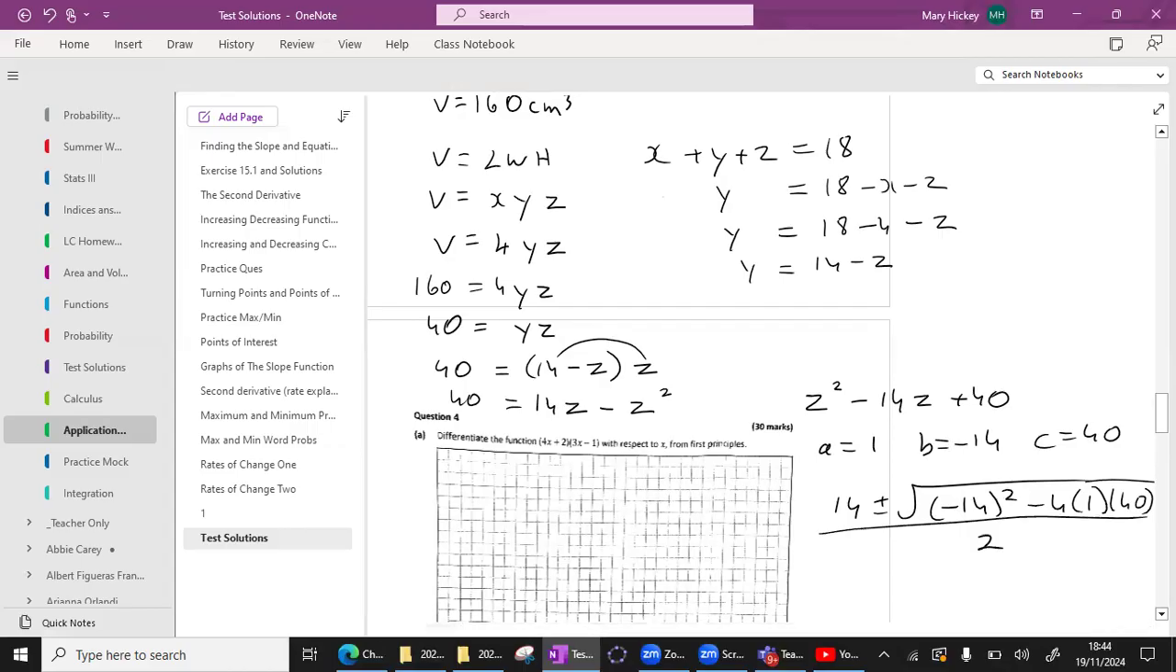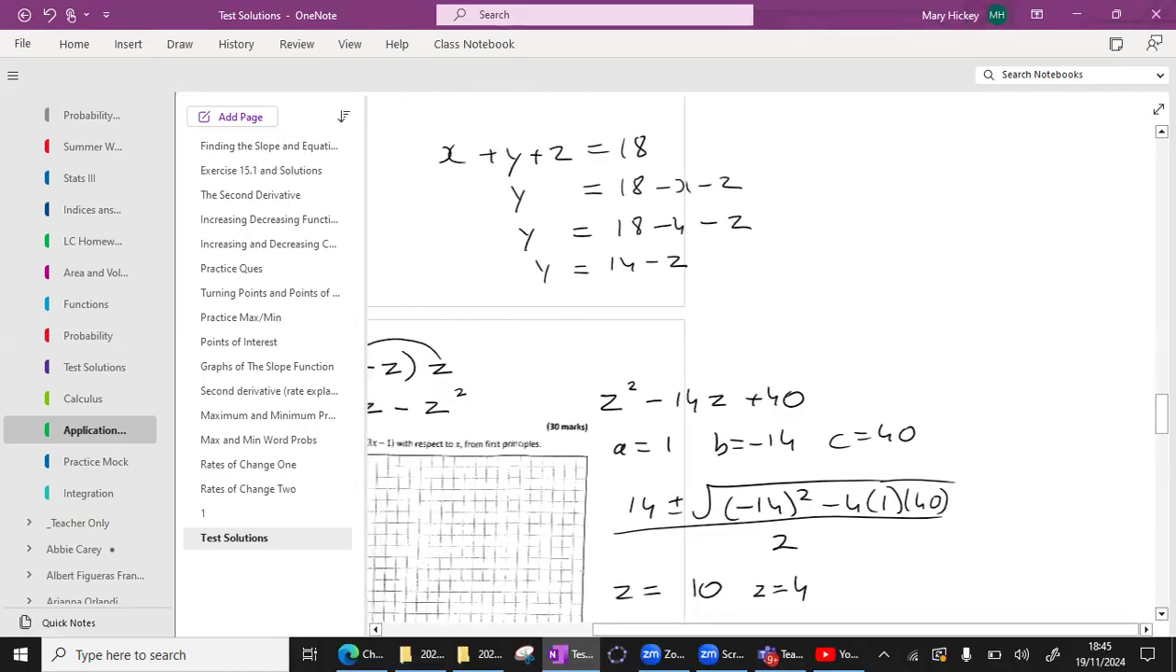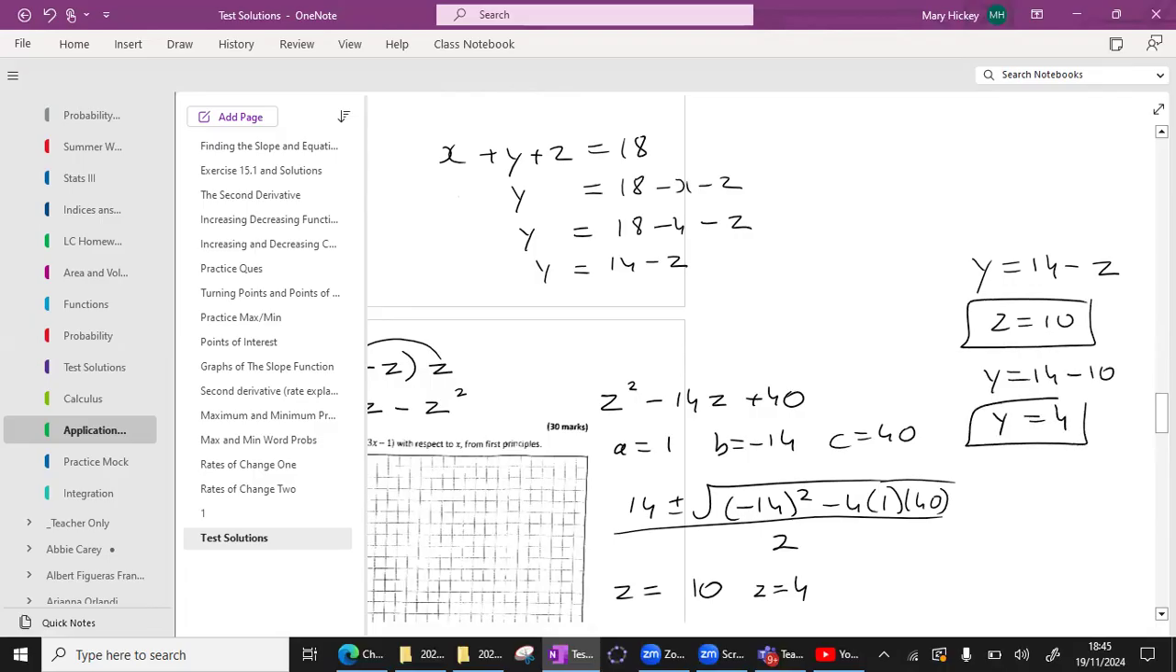So on my calculator now, I'm just speeding this up a little bit, so hopefully that makes sense. You can spend a little bit more time doing the minus b yourself and check it out properly. Okay, so I end up getting 10. And then if I do the minus, I end up getting 4. So z could be 10 or 4. And if I know what z is, then I can go back and find y. So y was 14 take z. So if z is 10, then y is 14 minus 10, y is 4. So when z is 10, y is 4.